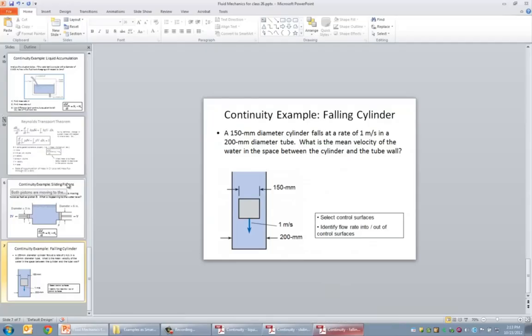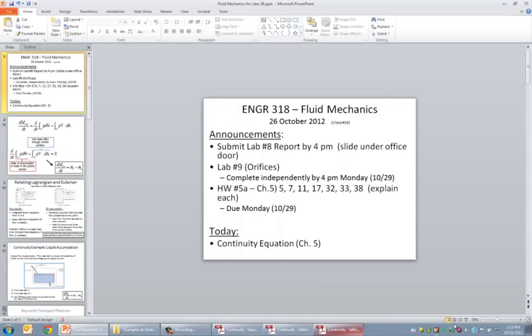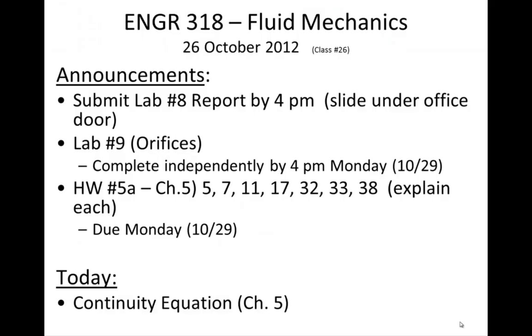Alright, so that concludes the falling cylinder example. If we just skip back to these announcements briefly and take a look at where we're headed and what we need to do, please remember to submit the report for lab number 8, which was the Venturi meter and Bernoulli's equation lab experiment, by 4 p.m. on Friday under my office door. I'm going to collect those and start grading them over the weekend.